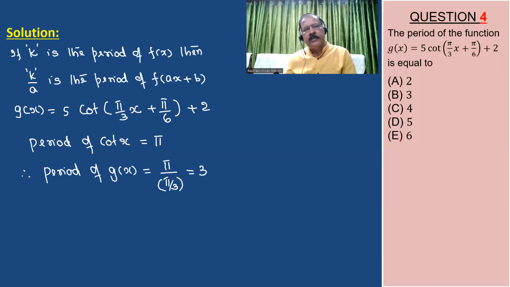So answer is... when you multiply by a constant or adding a constant, the period is not being affected. So no problem. So answer for that question is option.